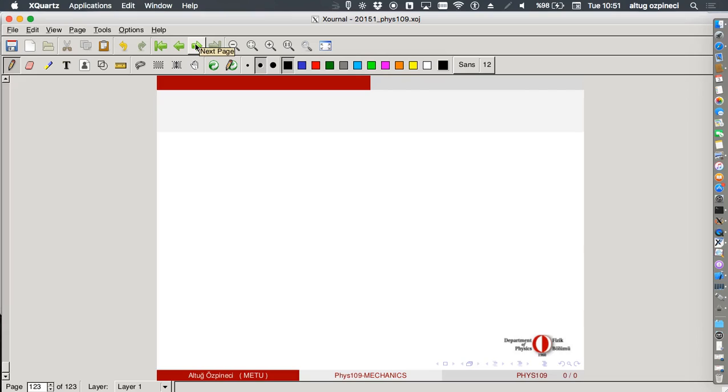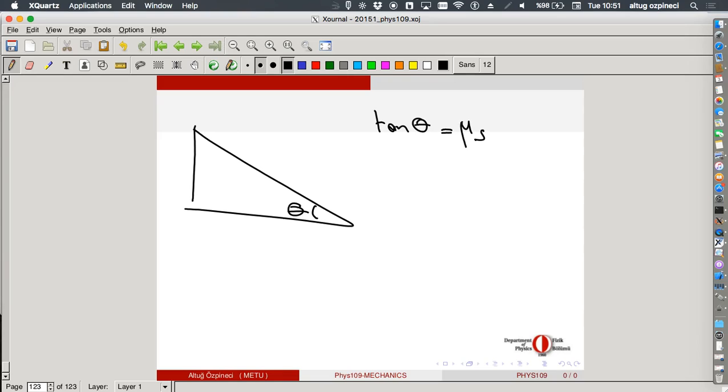What is equal to μs? Tangent theta, okay. So we have this inclined plane. This is the angle, so tangent theta is equal to μs. Okay, we have this object. We give it an initial velocity in the upward direction.